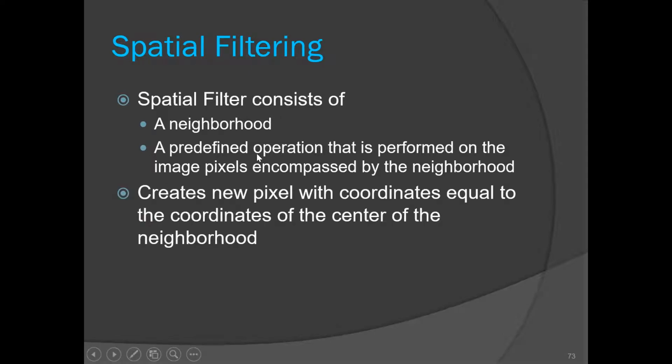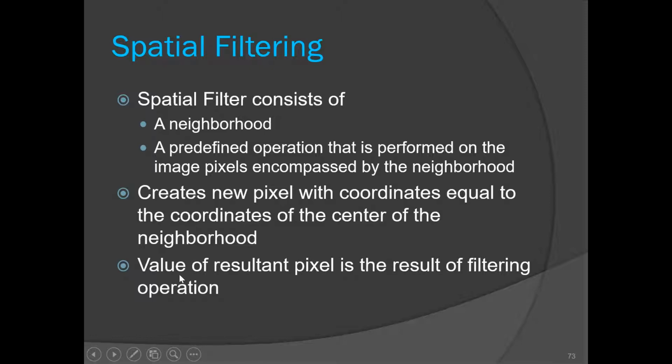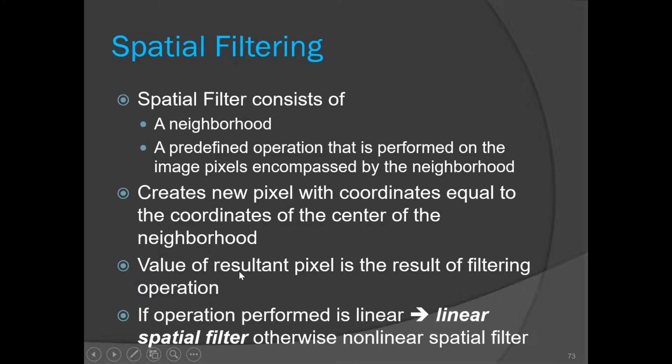After applying this operation, spatial filtering creates a new pixel with coordinates equal to the coordinates of the center of the neighborhood. The value of the resultant pixel will be the result of the filtering operation. Whatever the result of the operation is, that will be the value of the newly generated pixel.